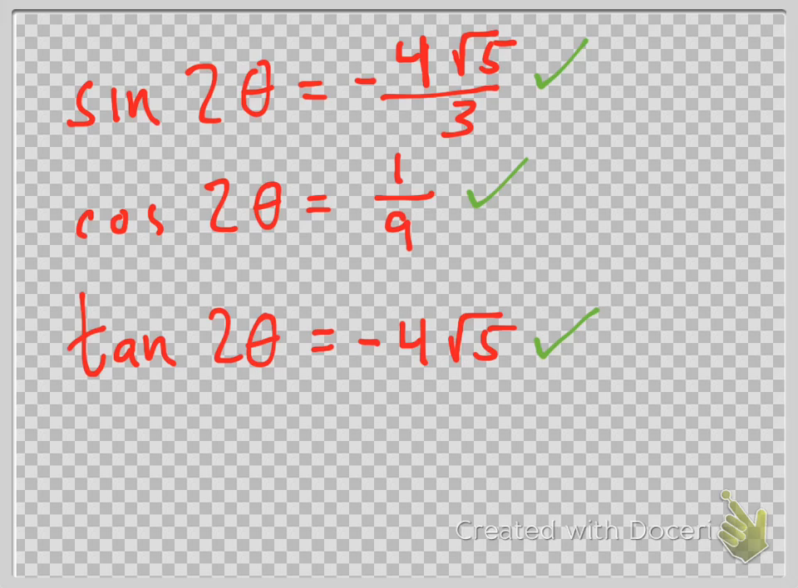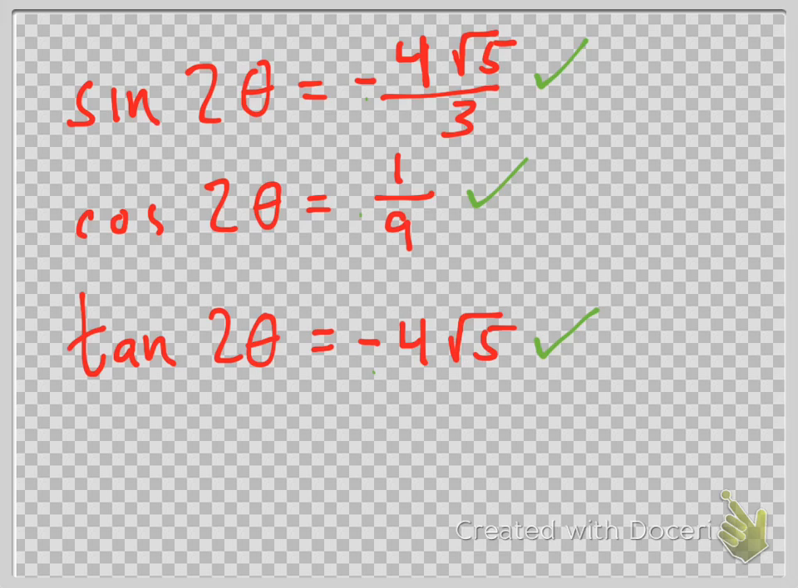You could stop here if you wanted to, but I would like to make one more comment about the signs of these values. This could be an important thing for you to think about, and if you've got a few extra seconds, just hang on here and look at this. We said that the sine of 2 theta is negative, the cosine of 2 theta is positive, and that the tangent of 2 theta is negative.